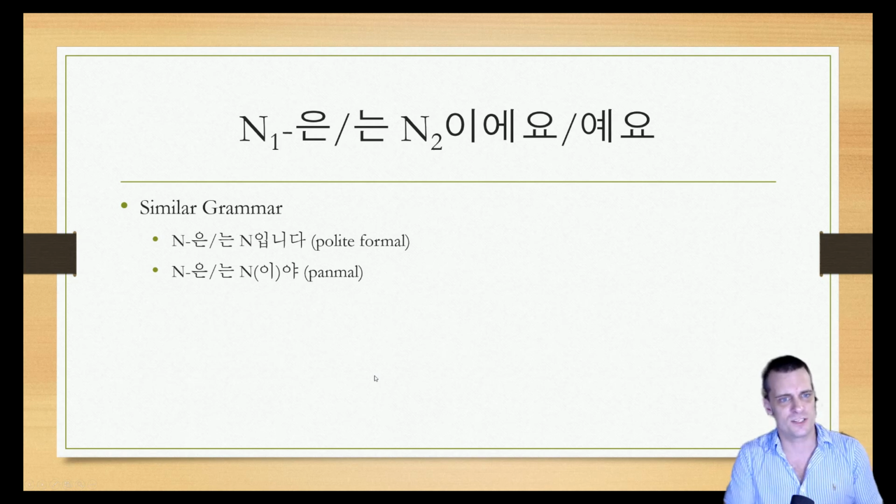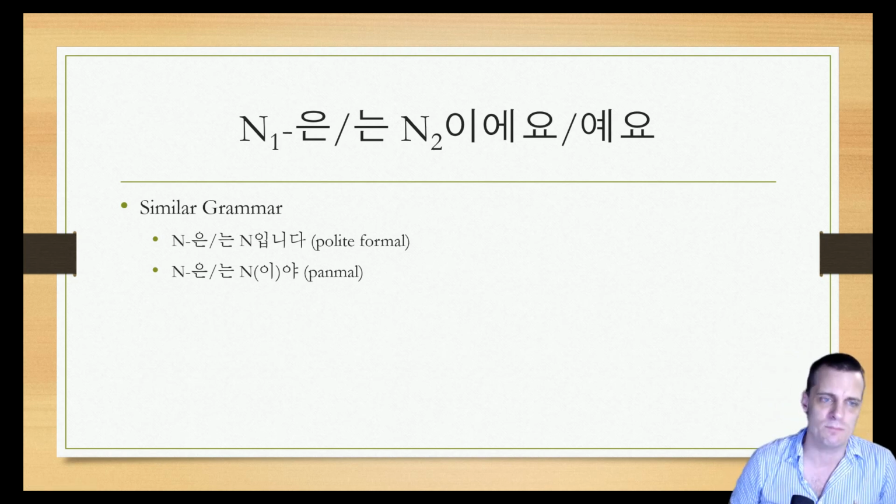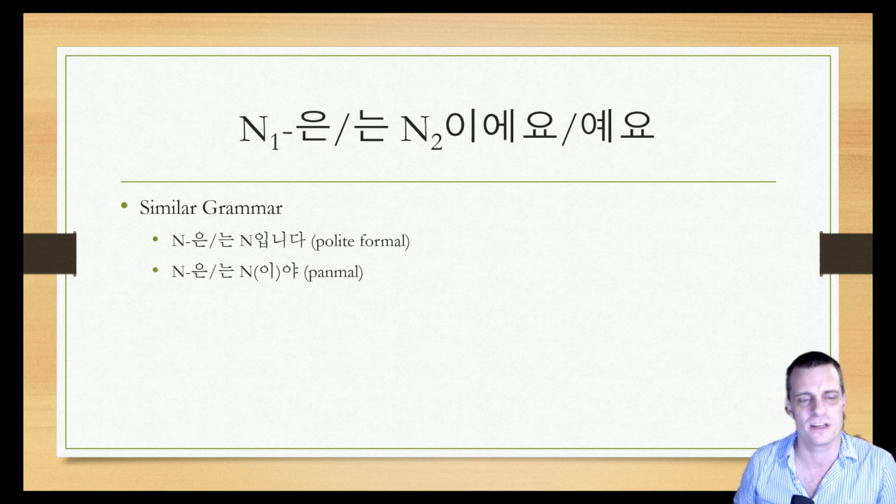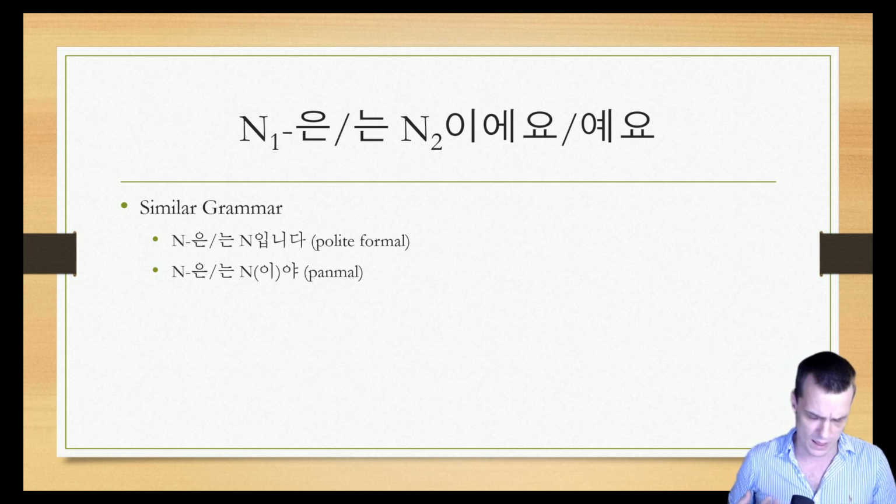All right, guys, just to close out the lesson, some similar grammar patterns, and there'll be lessons on each of these as you go through the series, is N1은, N2이에요, which is the exact same verb, just conjugated for the polite formal form. And then lastly, N1은, N2이에요 or 야, which is the same verb once again, conjugated into the formal or the impolite form.